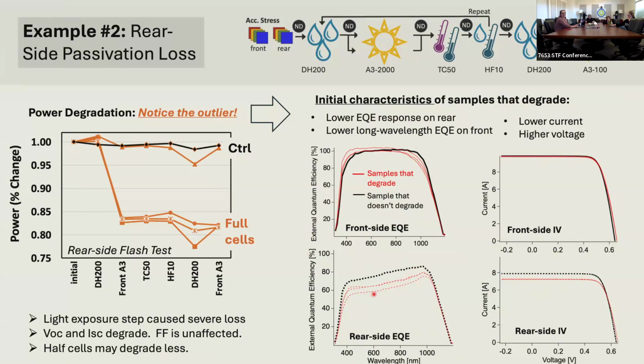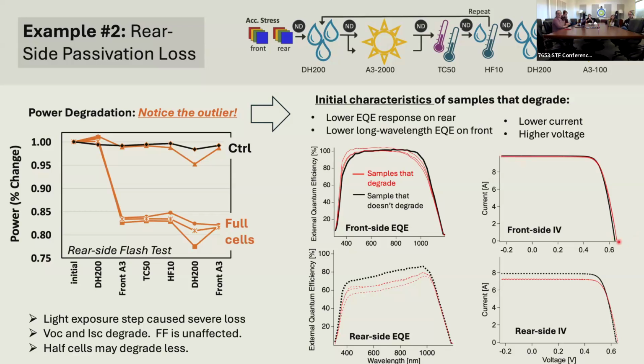And we see they have a lower EQE on the rear side and a lower EQE in the long wavelength region when measured from the front side. So this is already telling us that there's a problem with the rear side charge extraction. We can see that mirrored in the IV curves because there's a lower ISC when measuring the IV from the rear side and a slightly lower ISC also from the front side.